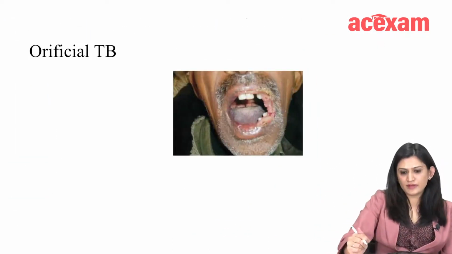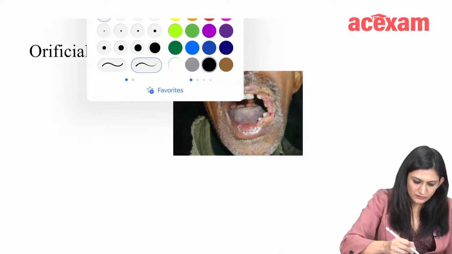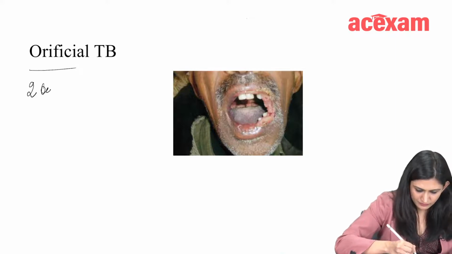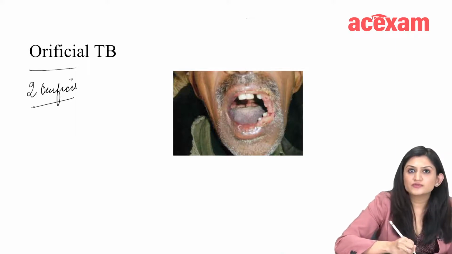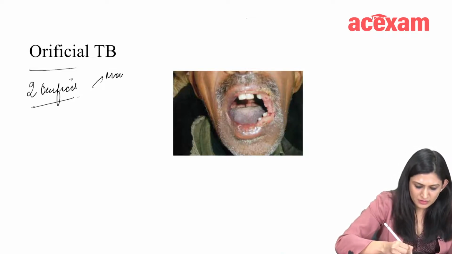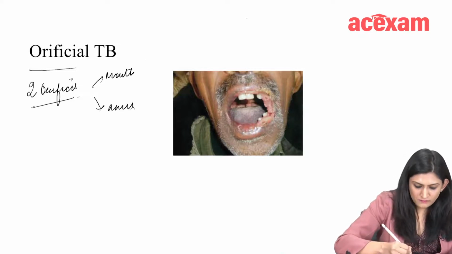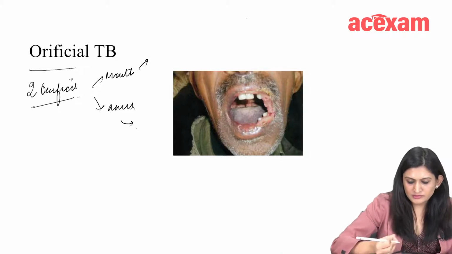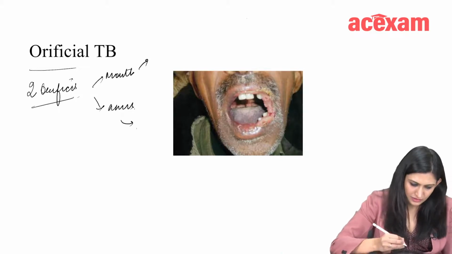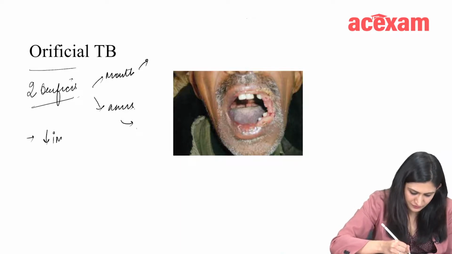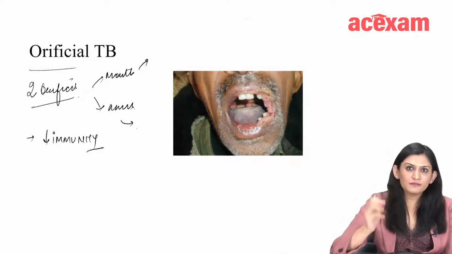Next infection is orificial TB. What do we mean by orificial TB? We have two orifices on our body. What are these two orifices? We have our mouth and we have our anus. So if tuberculosis occurs around the skin of the mouth or the anus, it is known as orificial TB. Orificial TB is caused in hosts which have low immunity, so it would be multibacillary.